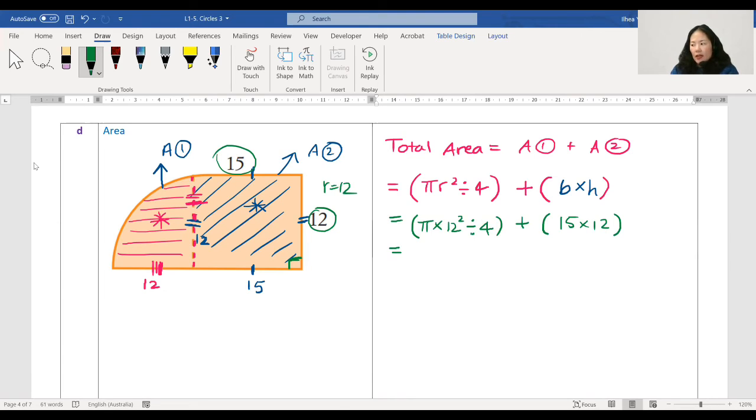So when you do that, I will have 113.10 units square for the first one. And the second one, I'll get 180 units square. Remember, they're all units here, but because it's area, we have to put units squared. When you add it all together, you will get 293.10 units square. That's my area.